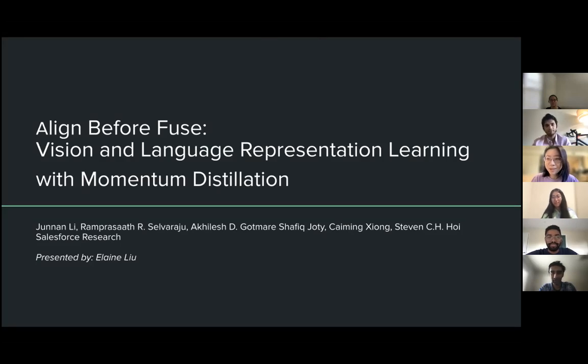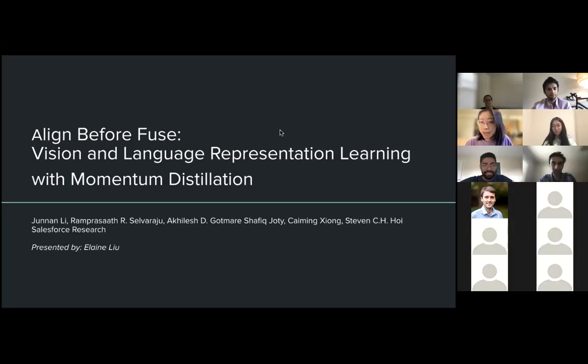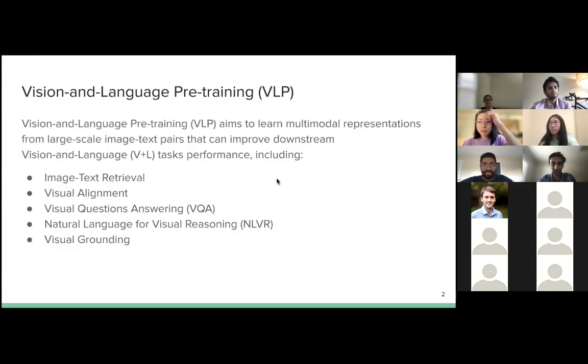Hi all, so today I'll be presenting on the paper Align Before Fuse, which is a paper authored by a team at Salesforce Research. And the method they propose in this paper falls under the vision and language pre-training regime, which aims to learn multimodal representations from large-scale image and text pairs that can improve downstream vision and language task performance eventually. And in my understanding, during pre-training, it's very important to teach the model to learn how to model the complex interactions between the image and text features so it can achieve visually grounded language understanding and vice versa.